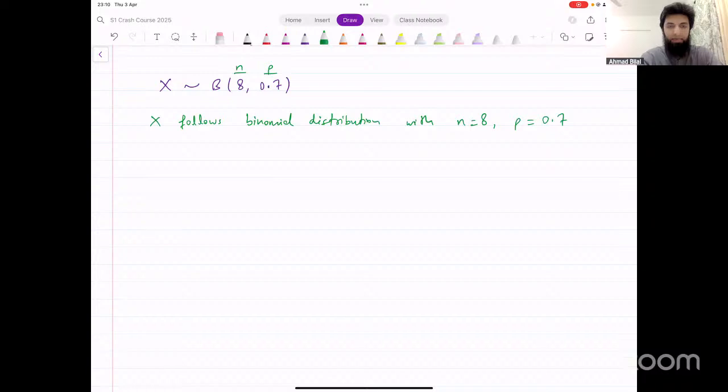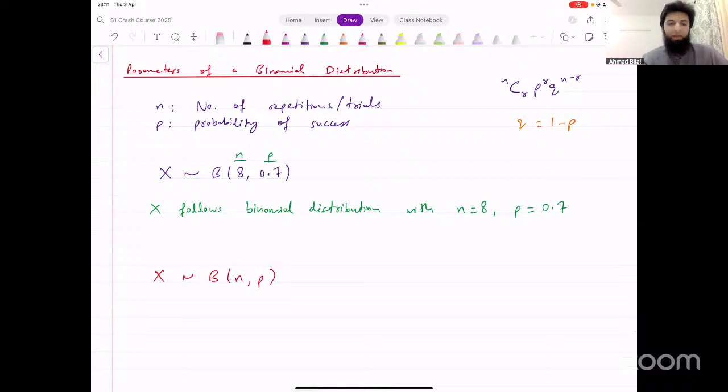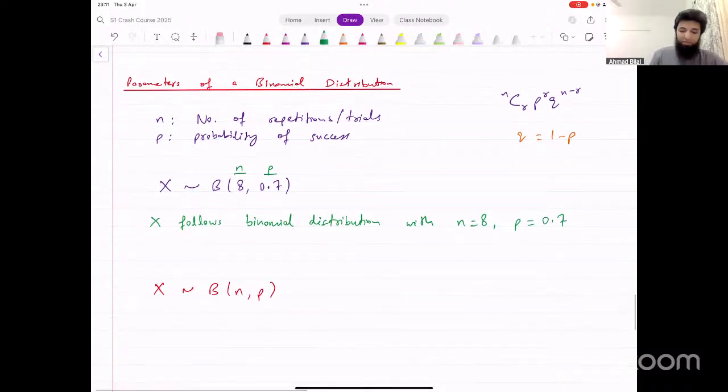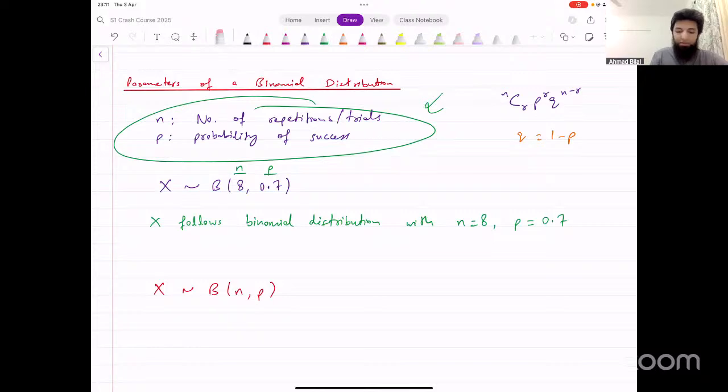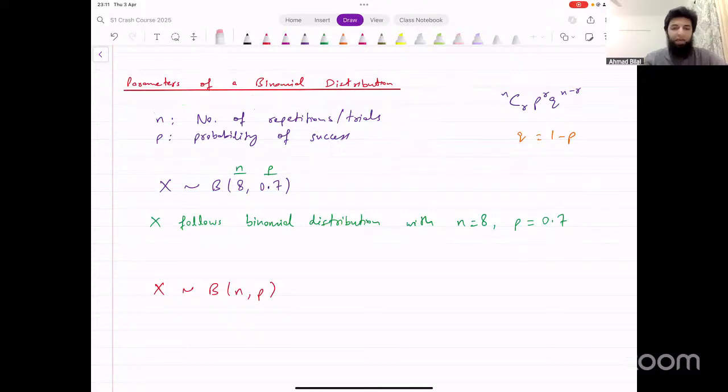So in general, if you have anything written like this, X follows binomial distribution, the first number represents n, the second number represents p. These are just some terminologies that you need to be familiar with. You might find these mentioned or used in questions sometimes. Sometimes they will ask you to list down the parameters. You should know that these are the parameters. So you'll have to write down the value for n in that context, the value of p in that context.